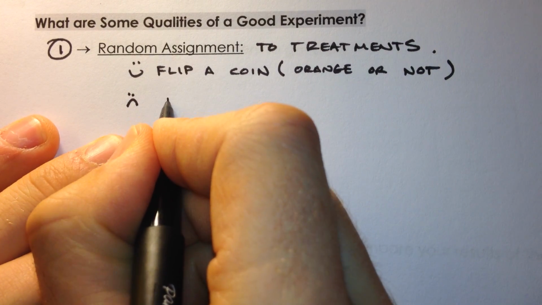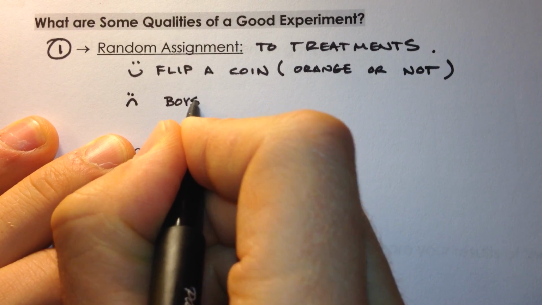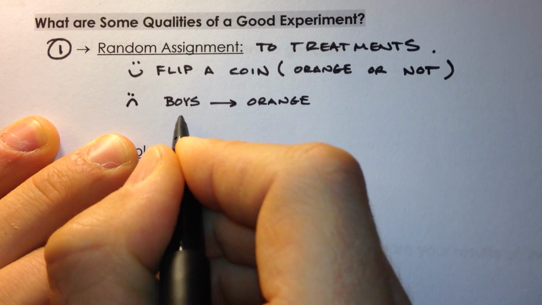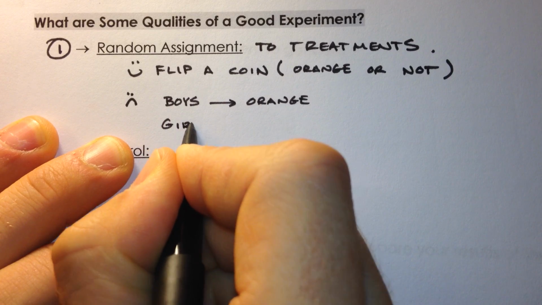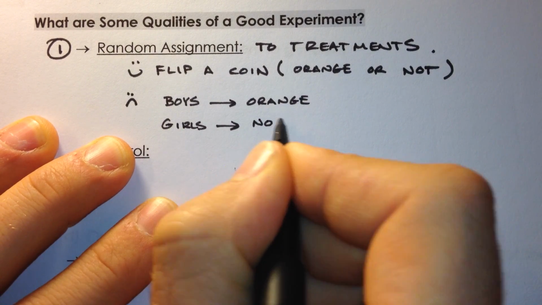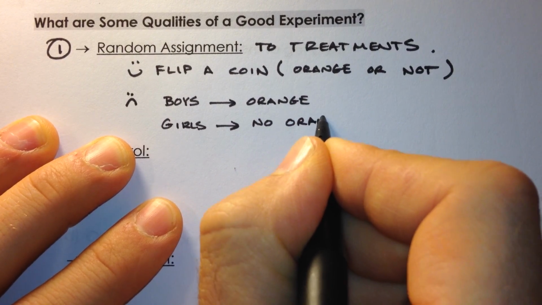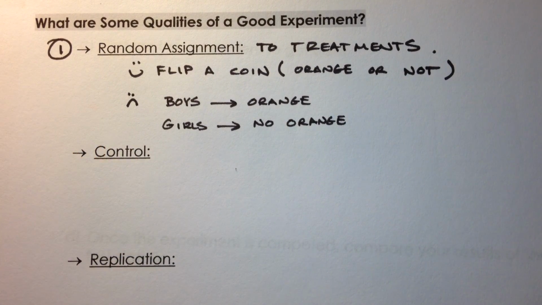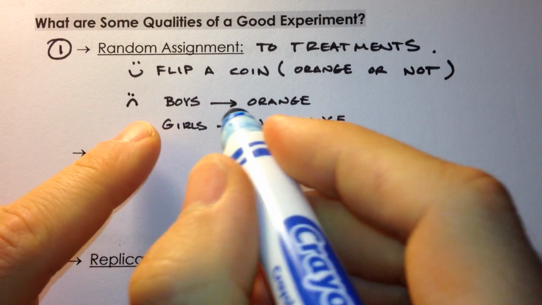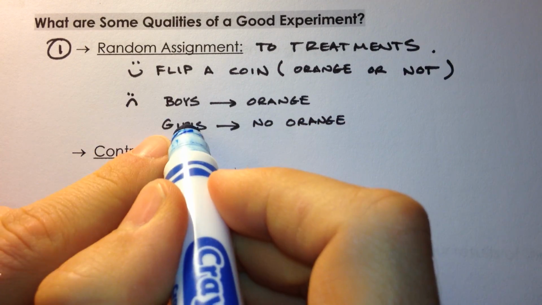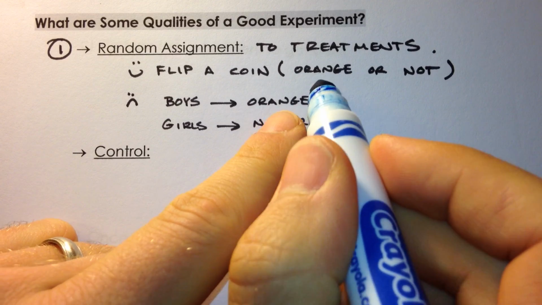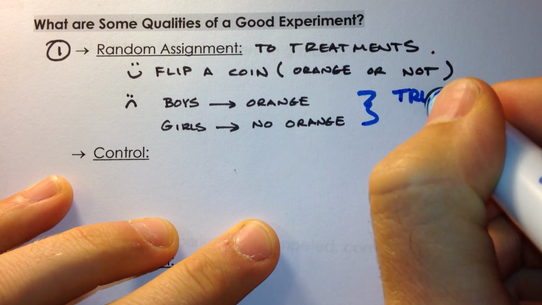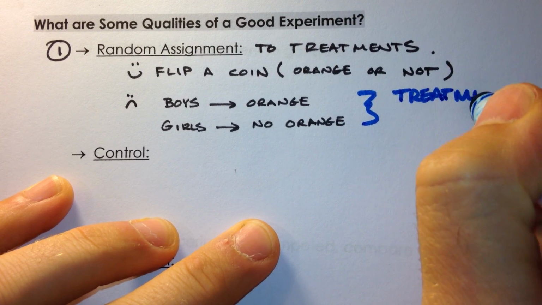Here's what we definitely don't want to do. We don't want to say something like, boys, you take the oranges, and girls, you get no orange. And the reason that we don't want to do that is now we can't distinguish the effects of gender from the effects of the treatments. So we would say in this case that our treatments are confounded with gender.